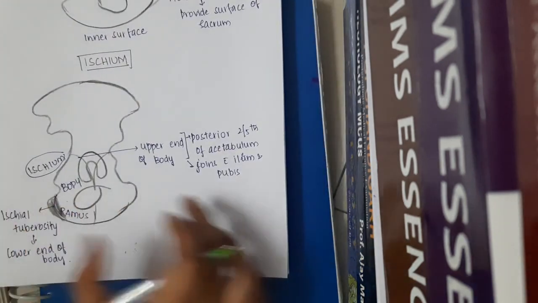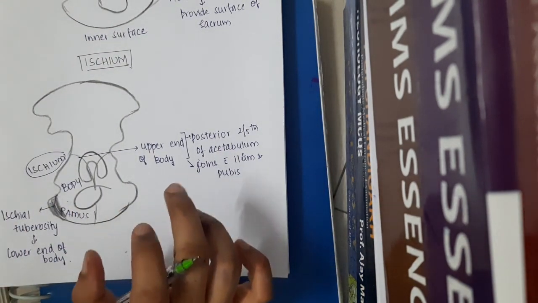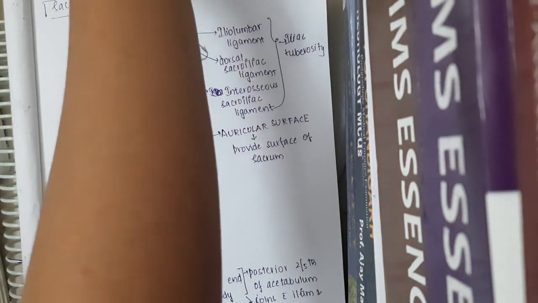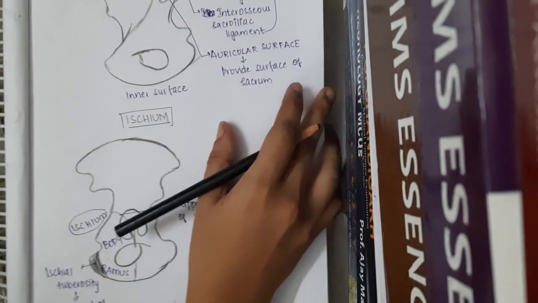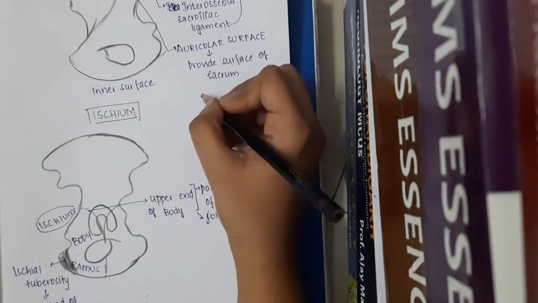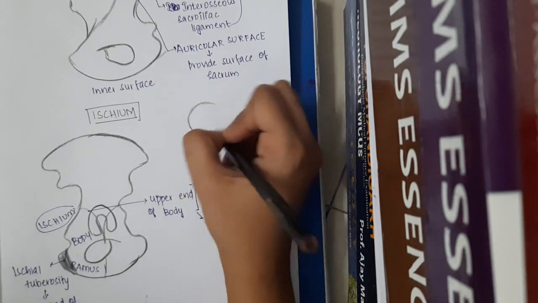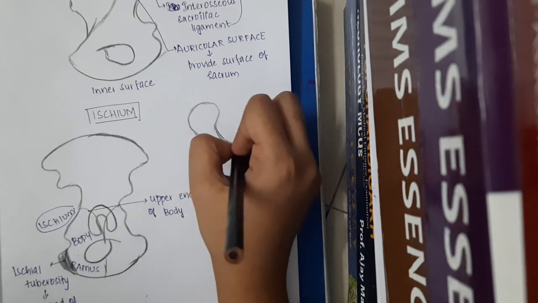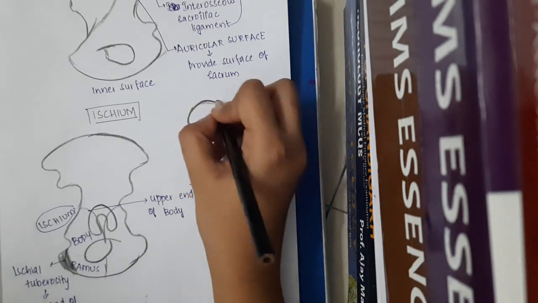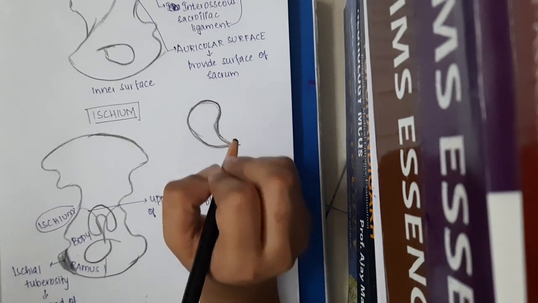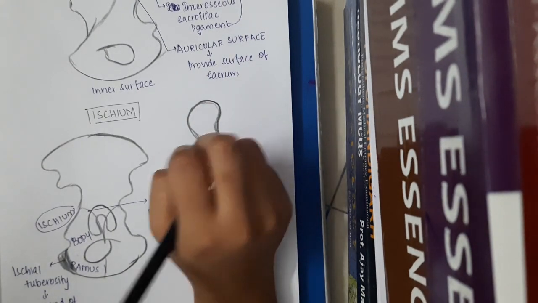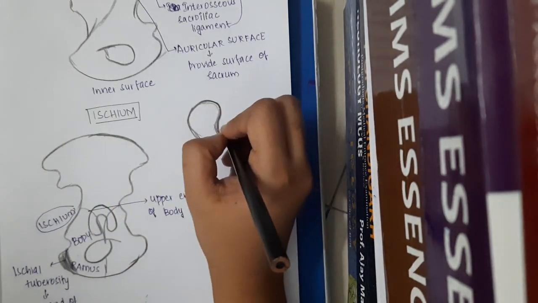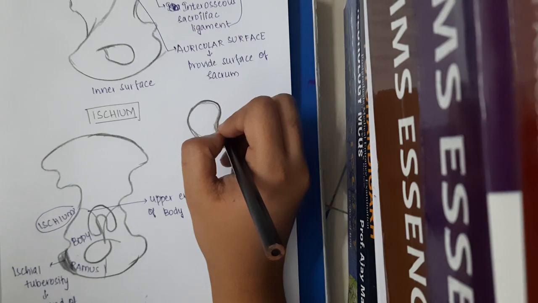So I will magnify this ischial tuberosity part so that it becomes easier for us. Okay, so this is bigger, right? This is how you see the ischial tuberosity. It mainly provides origin to two muscles. This ischial tuberosity is a rough area, and it is divided by a horizontal ridge.